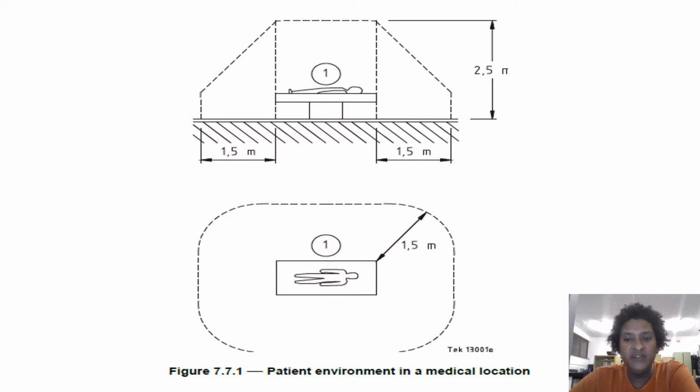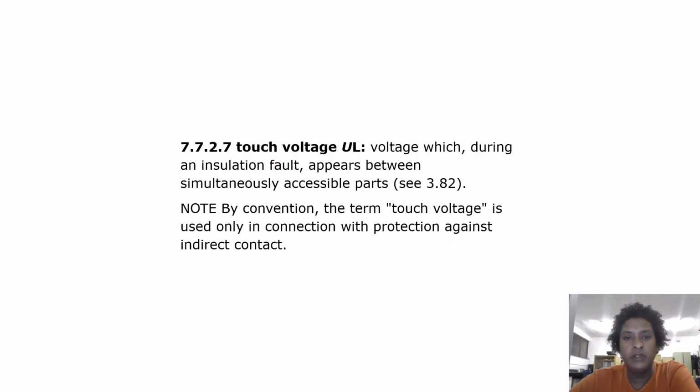So there's the patient environment in a medical location. That's 1.5 meters around the patient and 2.5 meters above the patient. Touch voltage, UL, voltage which during an insulation fault appears between simultaneously accessible parts. Note, by convention, the term touch voltage is used only in connection with protection against indirect contact.